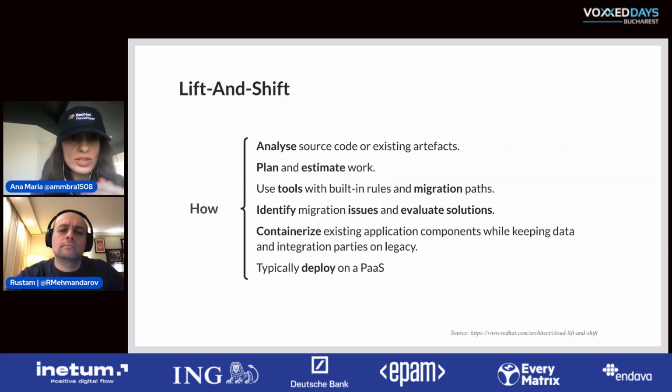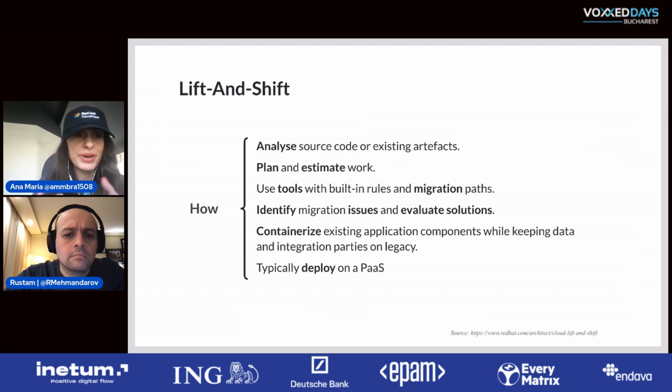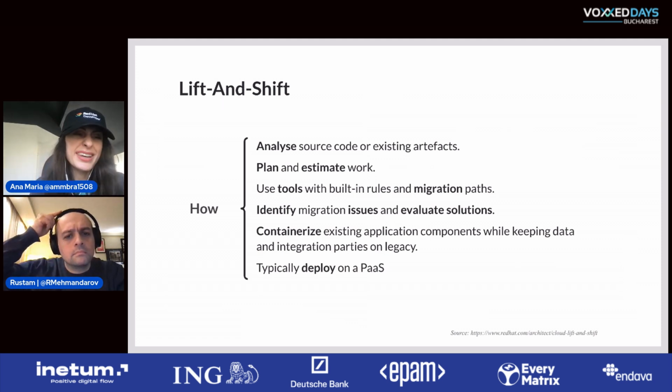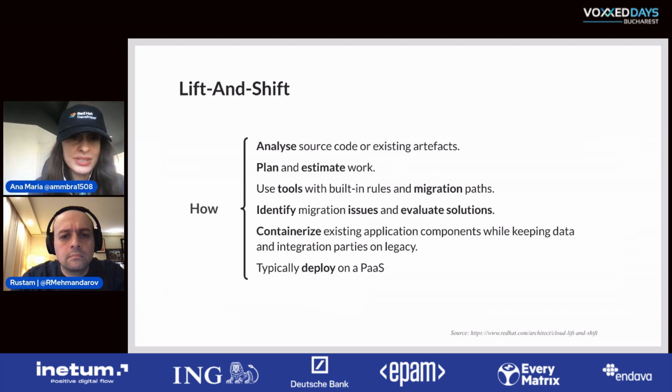And then use the tools with built-in rules and migration paths. They can do some work for you, so that you don't end up having to think out the migration path by yourself. You can do that as well, but why not cut to the chase and look into coding and doing more fun stuff. Also, you can identify migration issues and evaluate solutions, because the tools give you migration paths, but they're learning as well. They know a few things, but they don't know exactly the background of your apps. And then containerize existing application components while keeping data and integration parties on legacy.